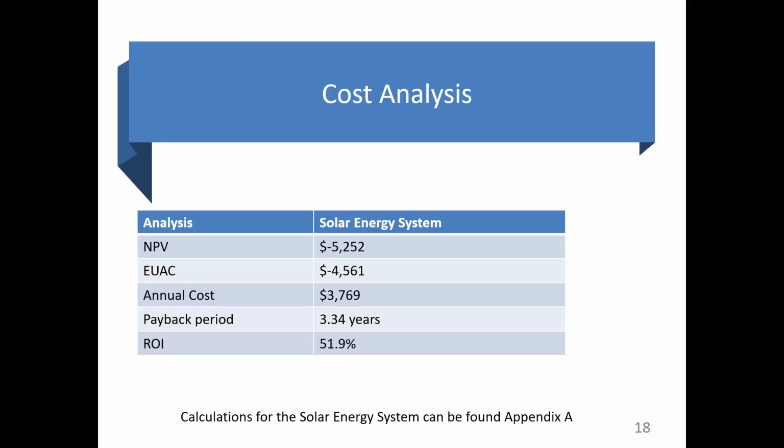These are more values we got for the system. These are cash flow values. The NPV, the net present value, for the solar system is around minus $5,250. The EUAC, which stands for equivalent uniform annual cost, is around minus $4,500. The annual cost is around $3,700, and the payback period is less than 4 years. And then the ROI, return on investment, of 59.9%, which is pretty great.